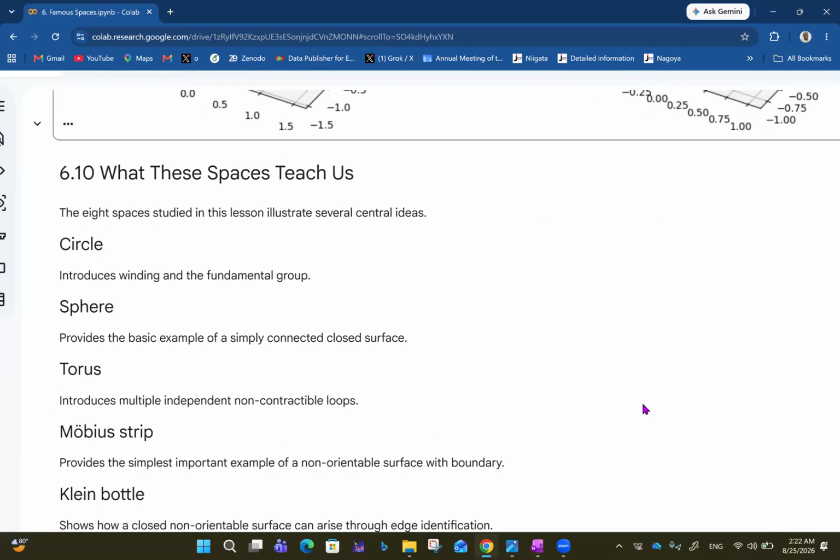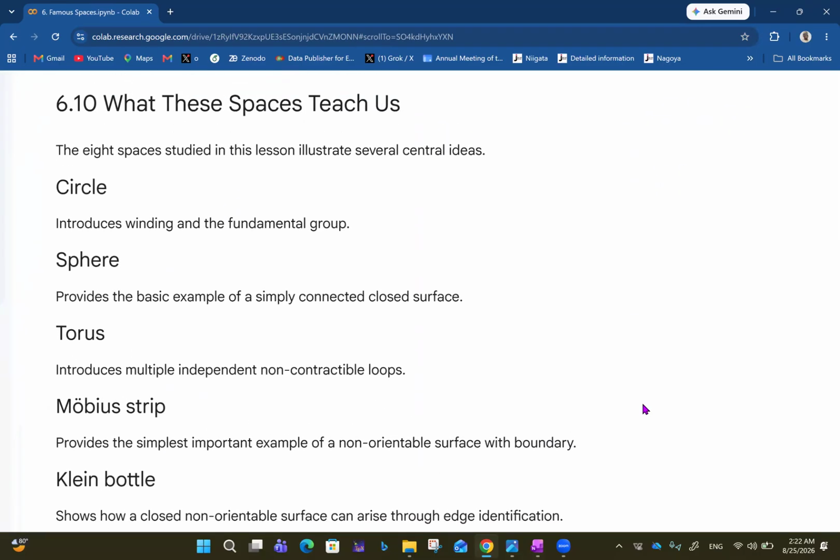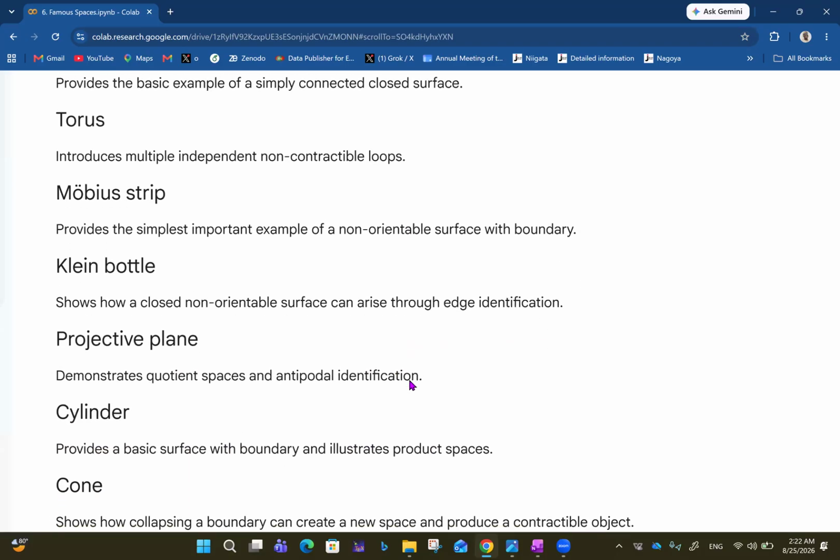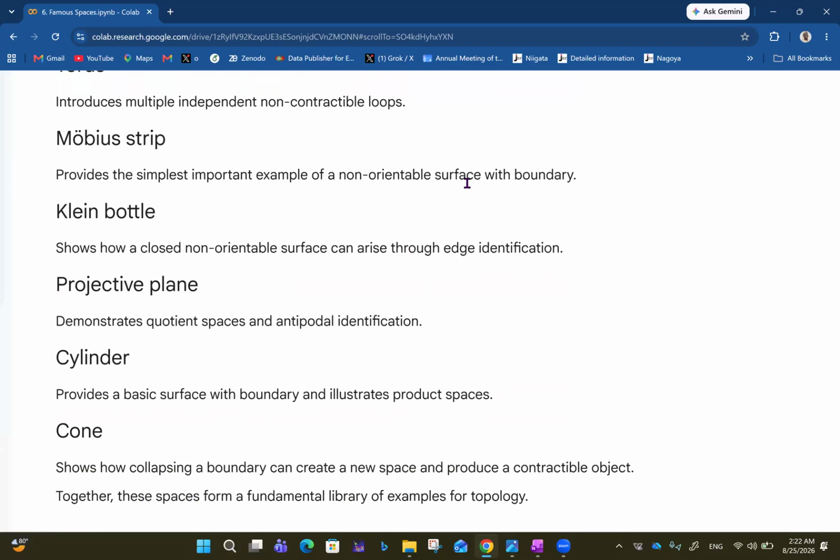So what do these spaces actually teach us? The eight spaces studied in this lesson illustrate several central ideas. The circle introduces winding and the fundamental group. The sphere provides a basic example of a simply connected closed surface. The torus introduces multiple independent non-contractible loops. The Mobius strip provides the simplest important example of a non-orientable surface with boundary. The Klein bottle shows how a closed non-orientable surface can arise through edge identification. The projective plane demonstrates quotient spaces and antipodal identification. The cylinder provides a basic surface with boundary and illustrates product spaces.